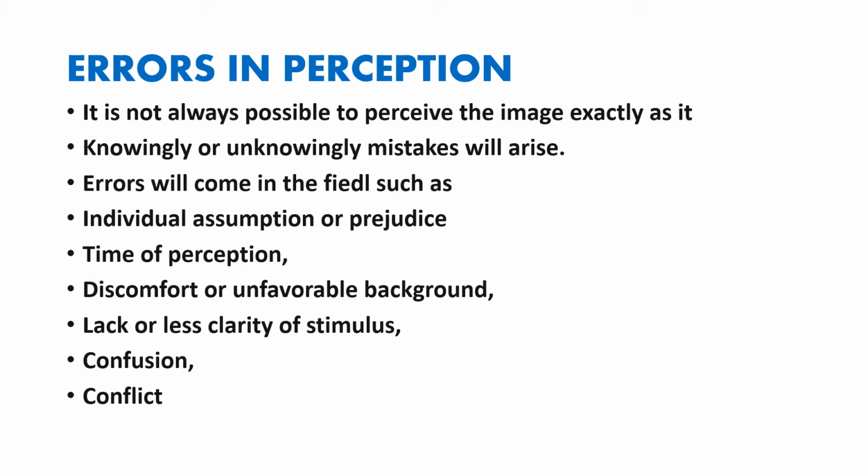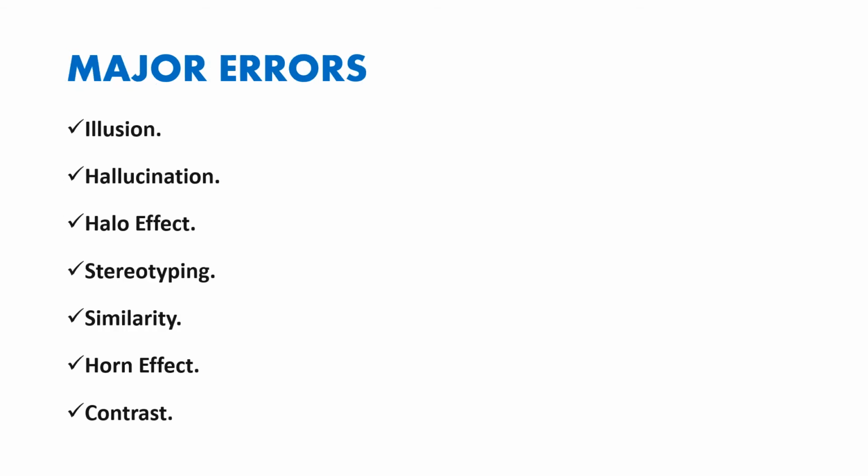Knowingly or unknowingly, definitely mistakes will arise and errors will come into the field, such as individual assumption, time, discomfort or background, lack or less of clarity, confusion, conflicts. In all areas we can see error. These are the major errors: illusion, hallucination, halo effect, stereotyping, similarity, horn effect and contrast. These are also major errors we can see in perception.